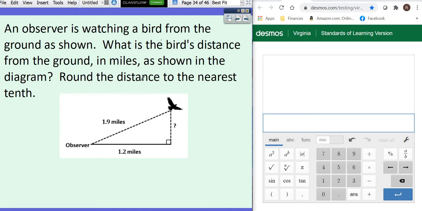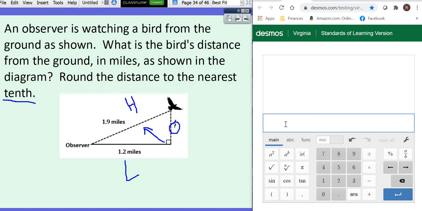An observer is watching a bird from the ground. What's the bird's distance from the ground? So you're looking for this question mark right here. So this is across from the right angle. So I know I have my hypotenuse and I know I have my leg. And it says round to the nearest tenth. So we'll remember to do that.